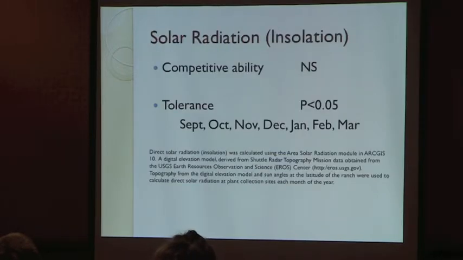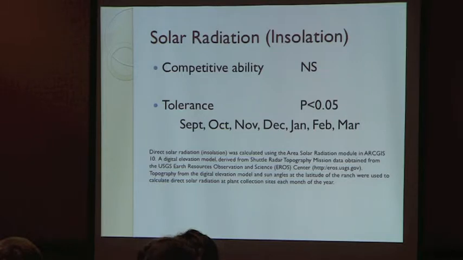And then I made a solar radiation map of the ranch. Solar radiation is interesting in that it includes both slope and aspect, but also nearby topographical features that could block sunlight. So I think it's much more informative than just using slope and aspect. I made this model, and then for each month of the year, calculated solar radiation, and then compared that with the tolerance and competitive ability on each site. There wasn't a significant relationship with competitive ability, but tolerance was fairly strong. I was a little bit surprised.